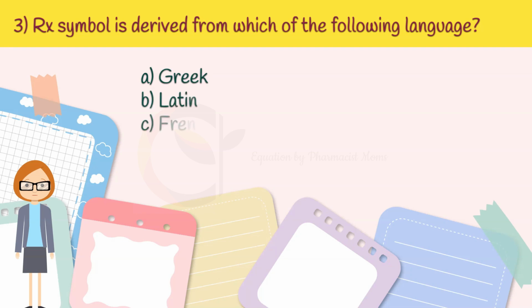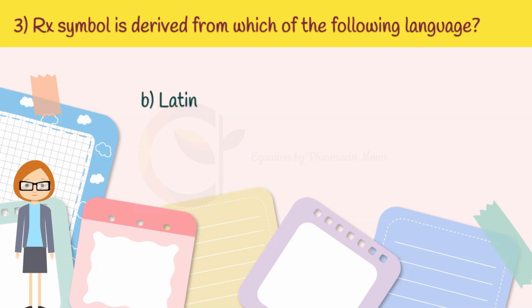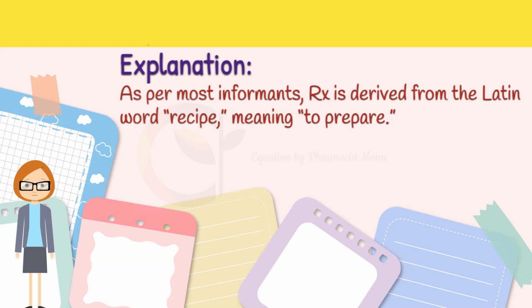Question 3. Rx symbol is derived from which of the following languages? Option A, Greek. Option B, Latin. Option C, French. Option D, Portuguese. Option E, Chinese. The correct answer is option B. As per most informants, Rx is derived from the Latin word recipe, meaning to prepare.